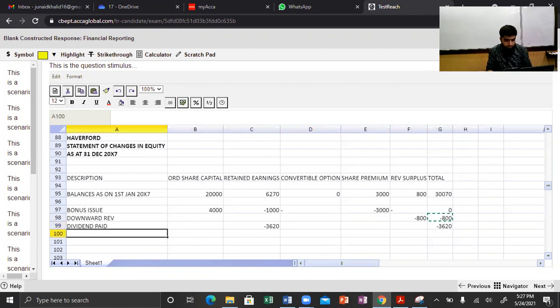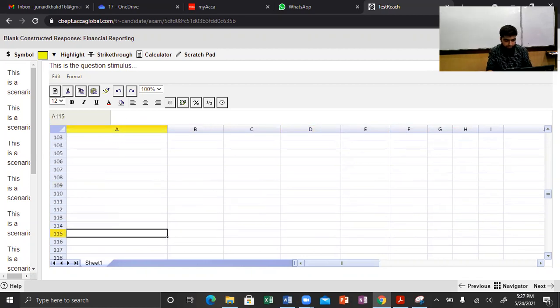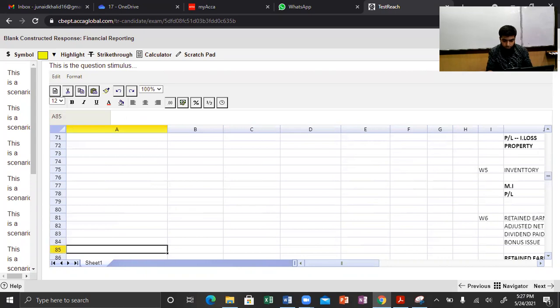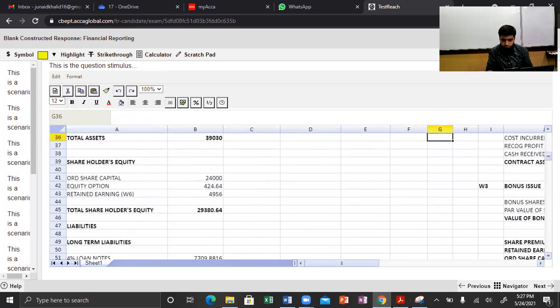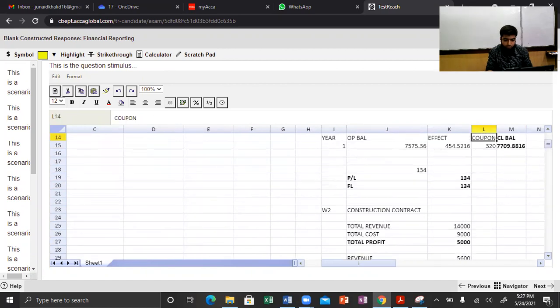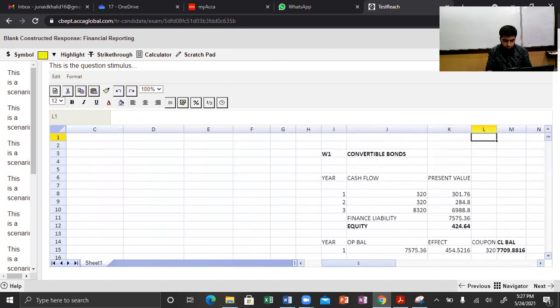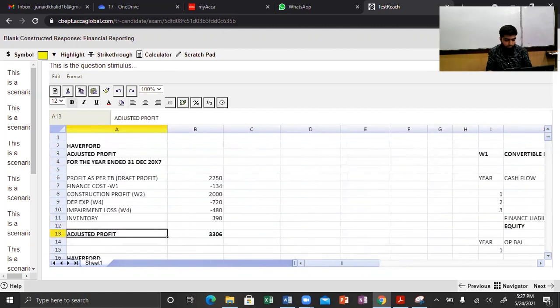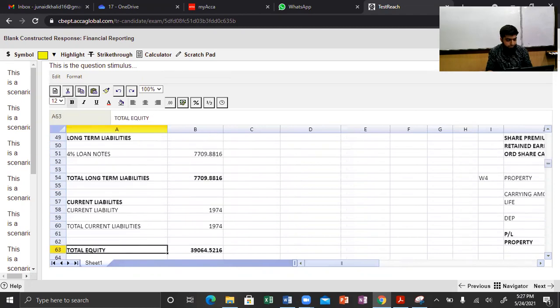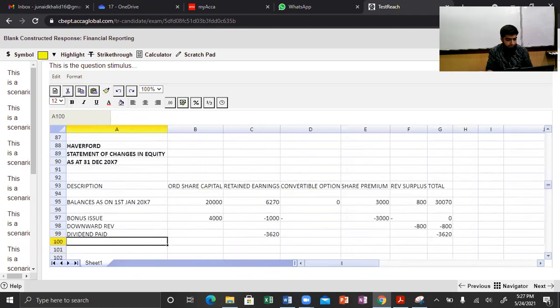Okay. Now another adjustment which we have made during the year is for option shares, or the convertible bonds. For convertible bonds, we definitely classify an equity component. Let me show you the equity component. That is 424.64. That is the equity component we need to record in the change in equity section. So option equity 424, and we are going to add this 424. This will increase the equity part.